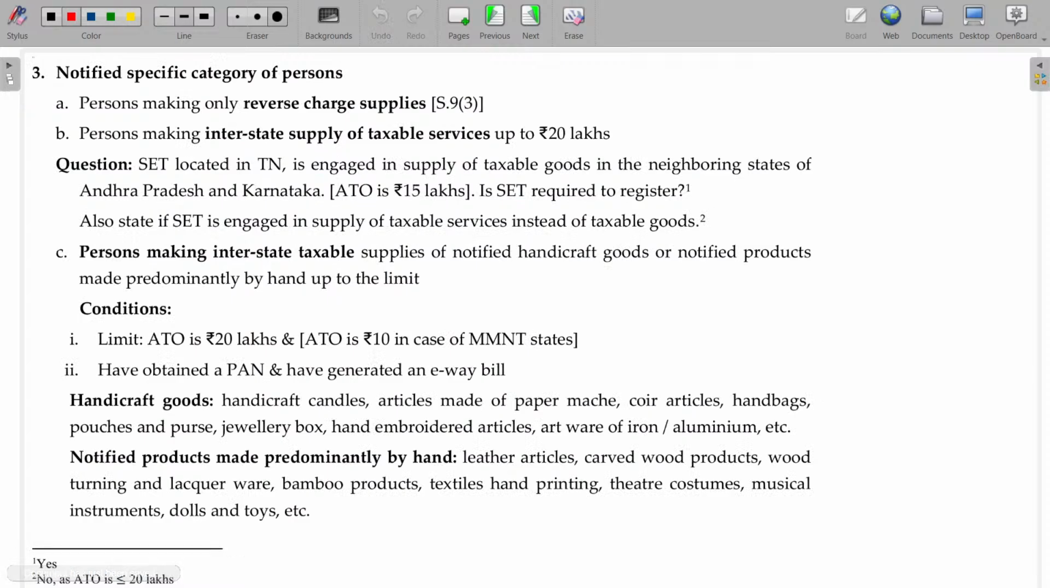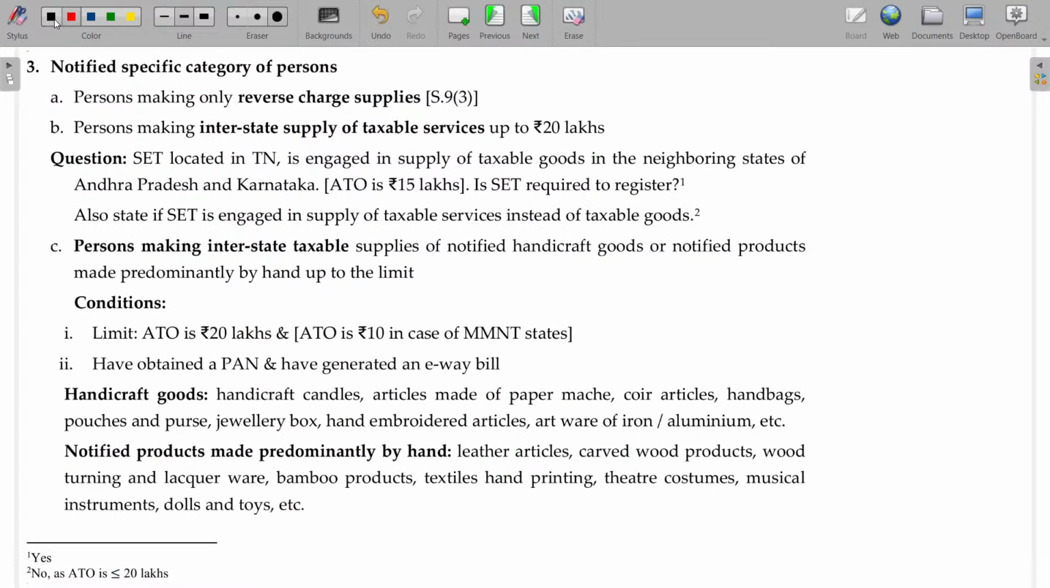Okay. Third, notified specific category of persons. Reverse charge supplies falling under section 9 class 3 not required. Section 9 class 3, okay. Who are they? Director and directorship and the agency, recovery agent. All the list we have studied. Those falling under section 9 class 3 are not required to register.